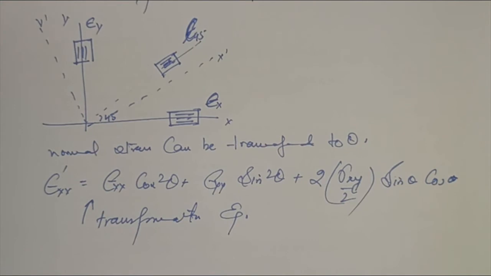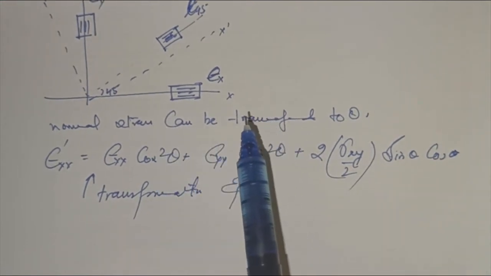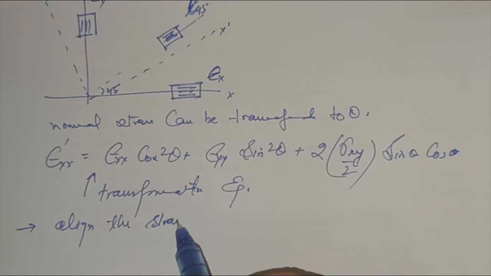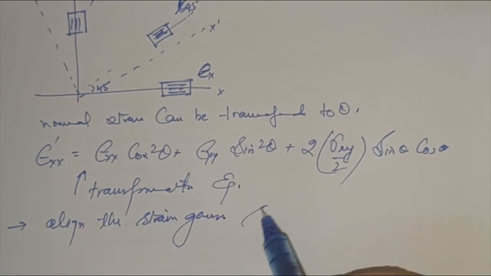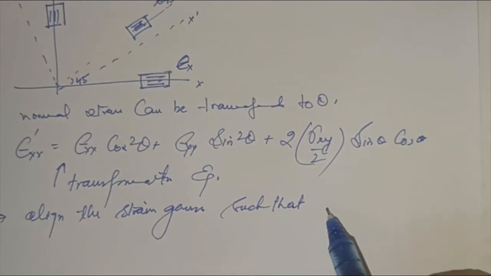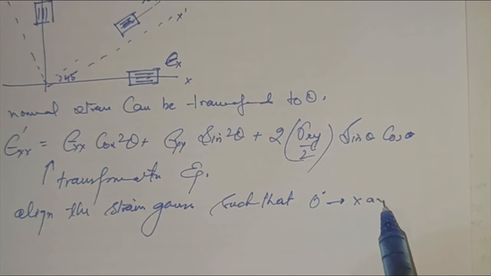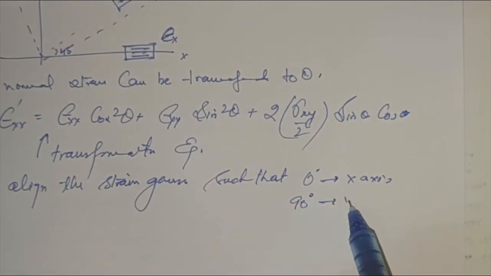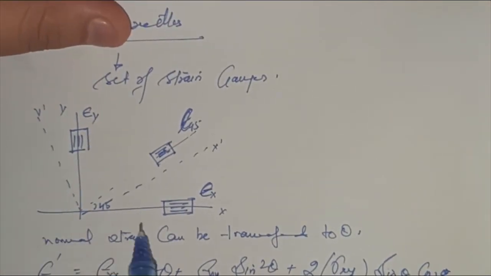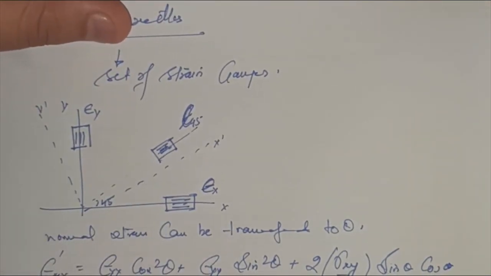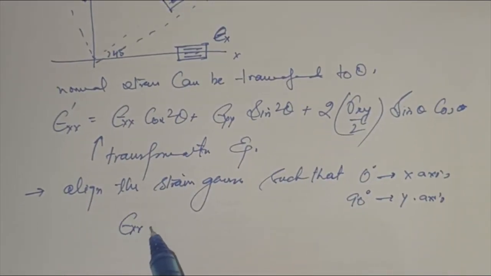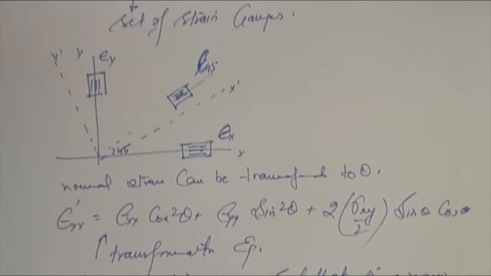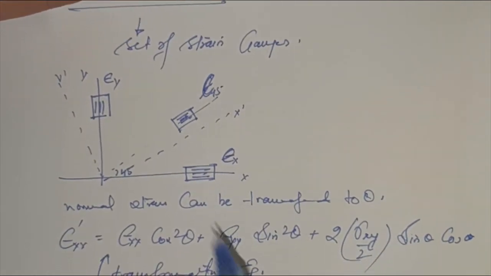So what I used to do, I used to align the strain gauges such that one is at 0 degrees along the x-axis. That means like this, first strain gauge along the x-axis at 0 degrees, second along 90 degrees. So one is placed like this, another is placed like this. So this gives you epsilon xx equals epsilon 0, and epsilon yy will give you epsilon 90. So whatever the value of the strain gauge obtained here, put this in these equations.